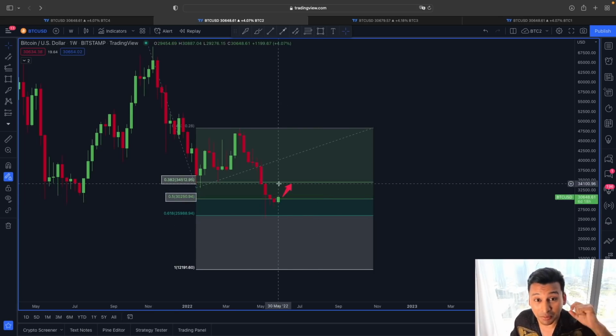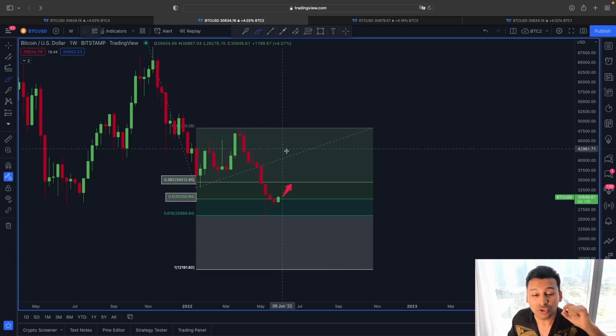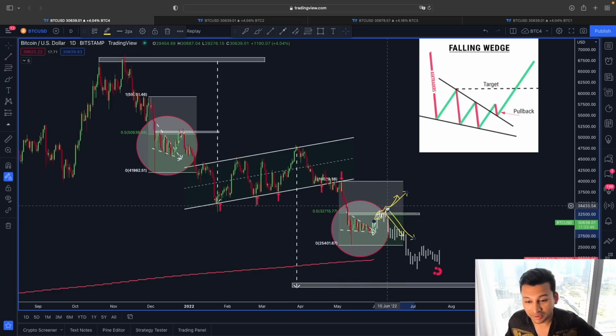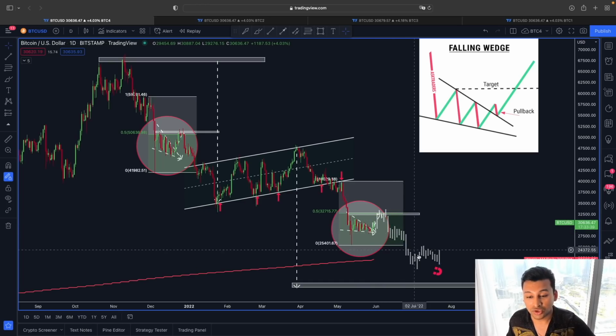because staying below this 0.5 Fibonacci line will trigger a fake out, just like as shown in the example here, just like what I showed you here, a fake out with price approaching this 32,000 line, and then again showing weakness.